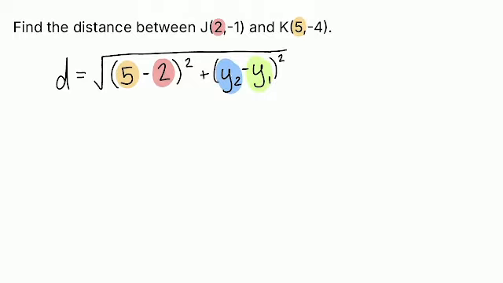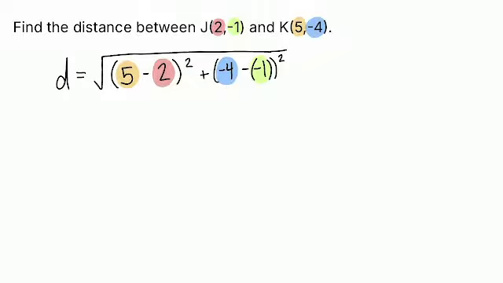Now I need to repeat this process for my y2 and my y1. So y2 comes from the second point, and it's the second value. So y2 is going to be -4. And then I'm going to do it for y1. And y1 comes from the first point, and it's the second value. So y1 is -1.